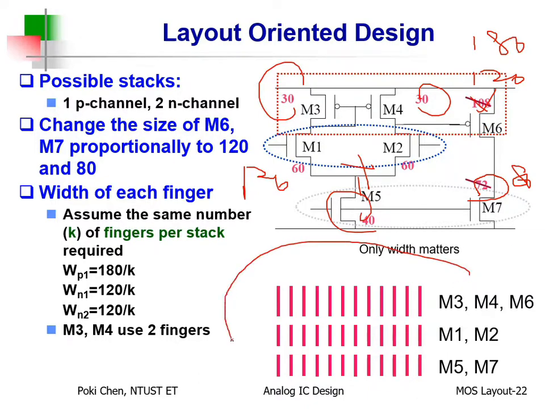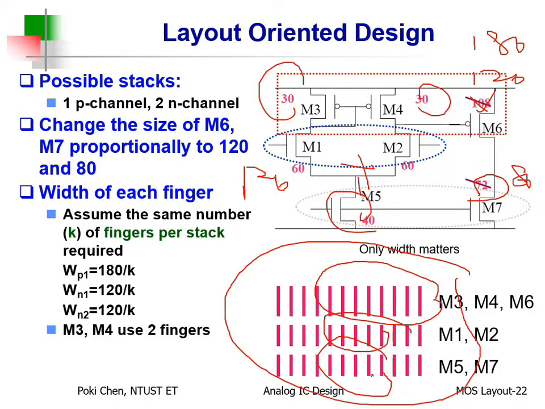Allow me to show you the final result. That is our expectation. Totally, we have 3 stacks. All right, and we hope to have a close to square, or at least close to rectangular layout. So it means for each stack, 1, 2, and 3, we hope to have the same number of fingers.